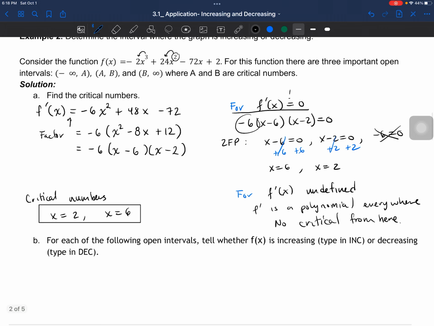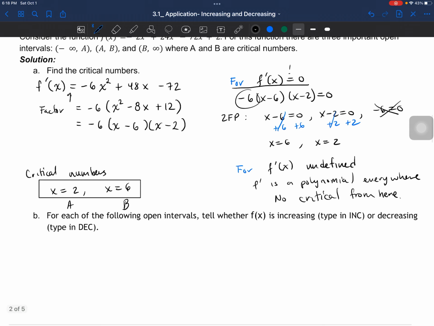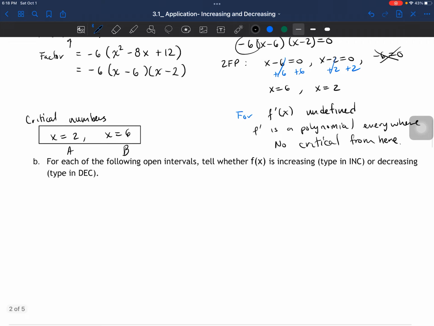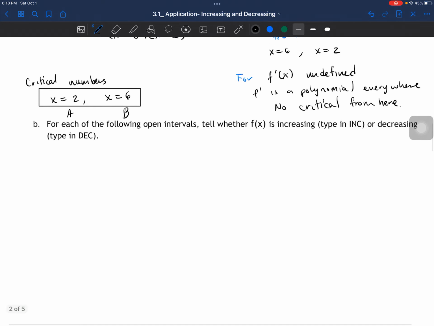Right. So now what we're going to do is put them in order. A is going to be your 2, and B is going to be 6 in this case, according to our intervals that we already pre-set up, right? Now we're going to find the interval where the function is increasing or decreasing. For this, we're going to derive this testing feature, and that's going to happen.